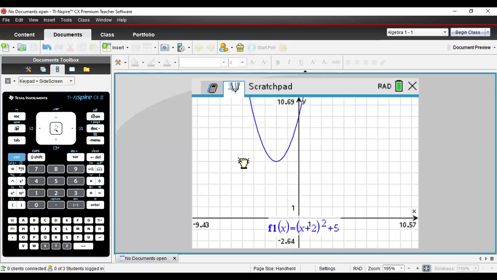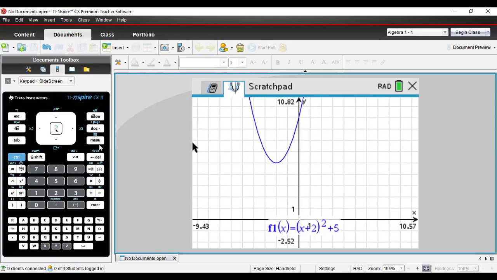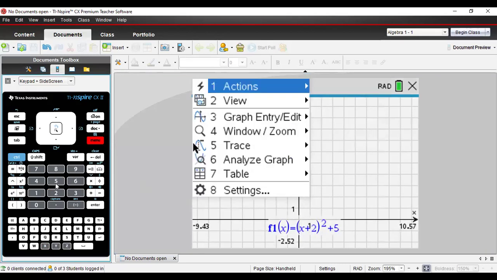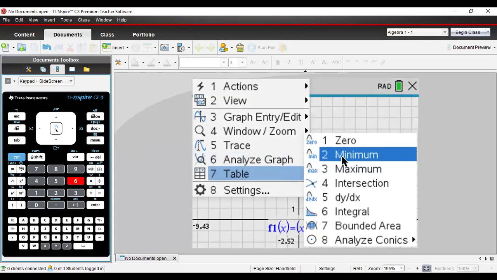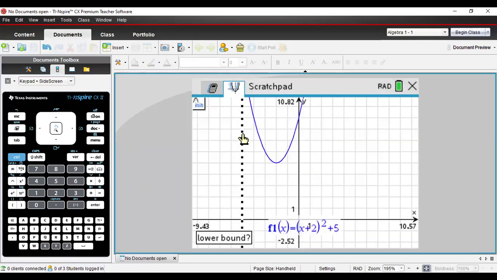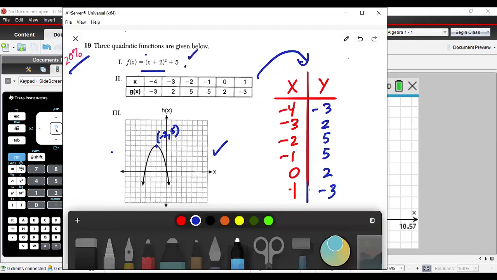I'm going to actually just pull down the graph paper so we can see a little better. And then I'm just going to go menu 6. It's a minimum, so let's find it. So it's (-2, 5). So that matches what we have for the other one. So number 1 and number 3 have the same vertex. So now all we got to do is figure out what about the g of x function.